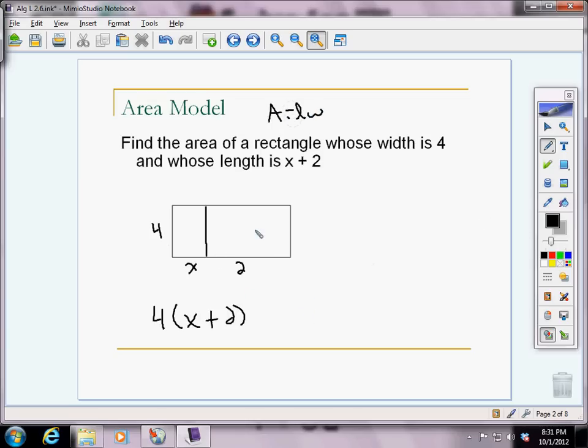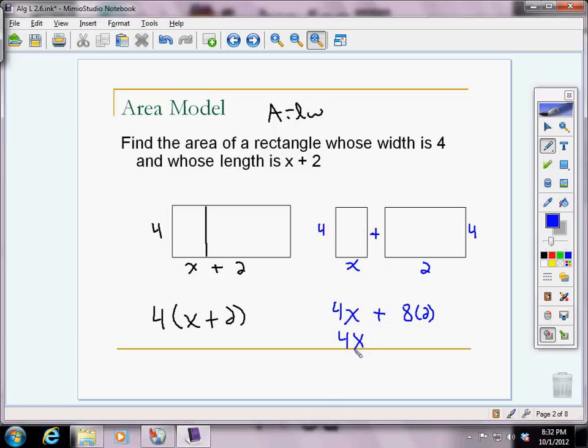Another way we could do it is to think of these as two separate rectangles. Now if we did this, we could say again our width is 4 on this rectangle, and this length is x and this length is 2. Because if we combine these two, we'd have this rectangle here. So the area of this rectangle is just 4 times x, and the area of this rectangle is 4 times 2. If we wanted the total area of both rectangles, we would add it together.